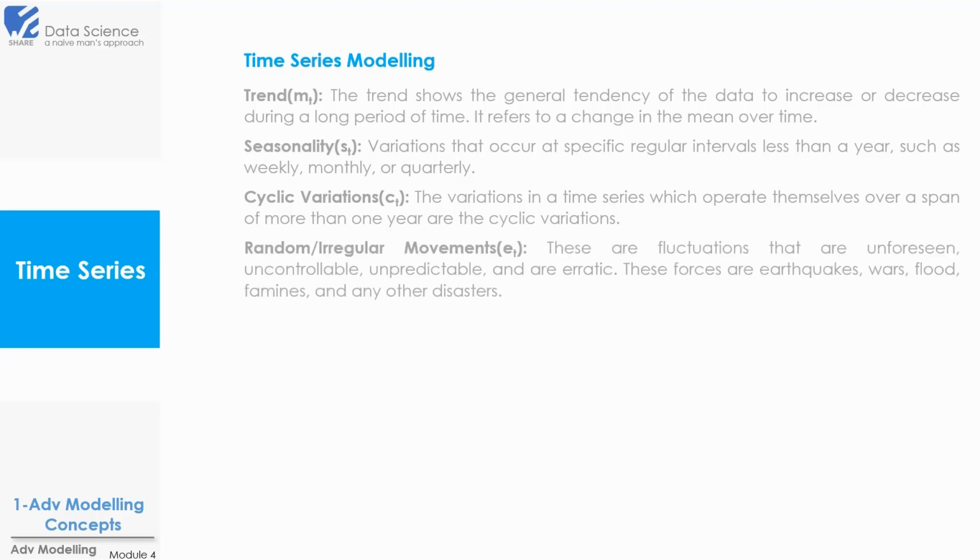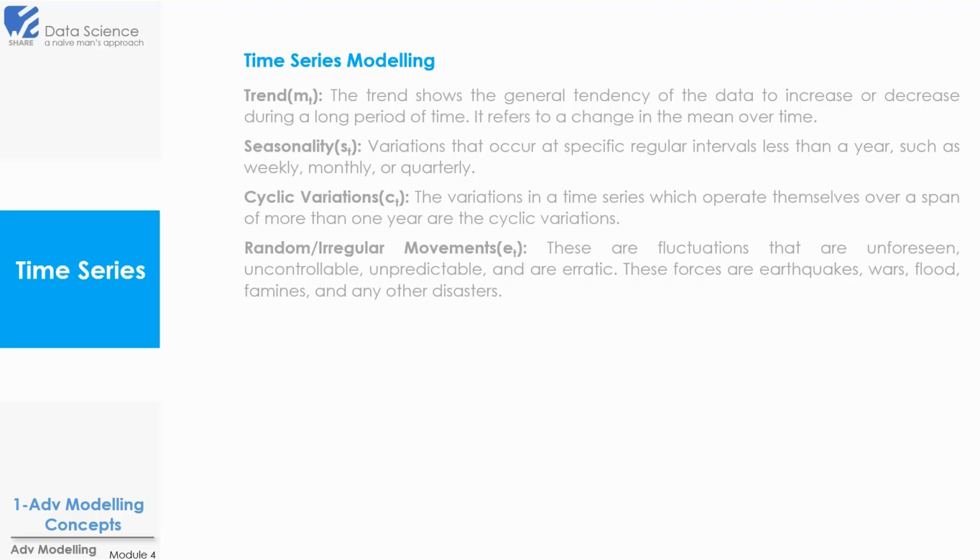Now the fourth and the last component is random/irregular movements. These are the fluctuations that are unforeseen, uncontrollable, unpredictable and erratic. These forces could be earthquakes, wars, floods, famines and any other disasters. These are those variations which are not in our control. So these are the four components of a time series model.